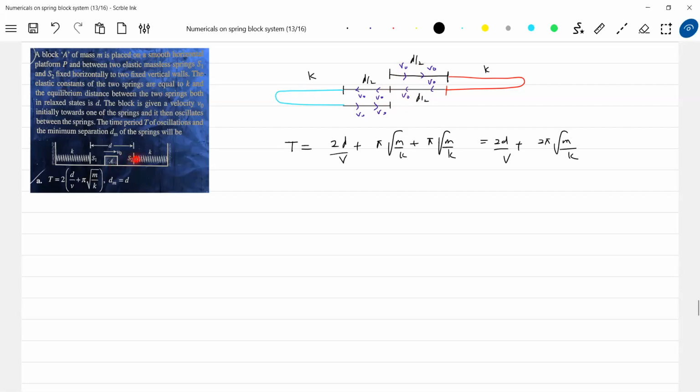Here you can see that. So it will get compressed, then once the spring comes to natural length, it will lose contact here.